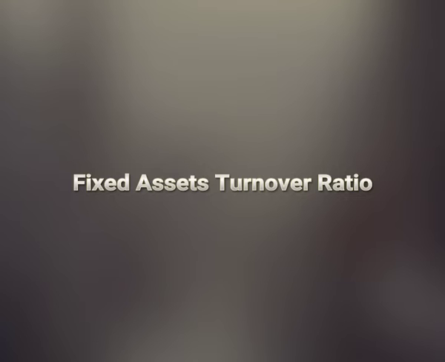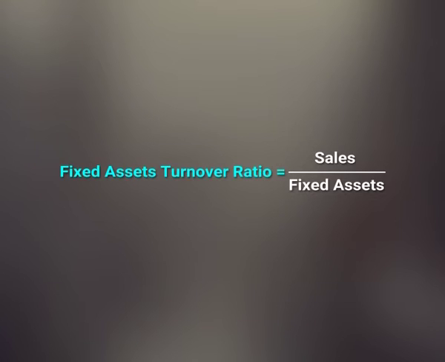Now, the another type of ratio we will see is fixed assets turnover ratio. Fixed assets turnover ratio shows how efficiently the fixed assets are being utilized in the business. A high ratio indicates a better performance. On the other hand, a low ratio indicates that fixed assets are not being efficiently utilized. This ratio is calculated as fixed assets turnover ratio is equal to sales divided by fixed assets.